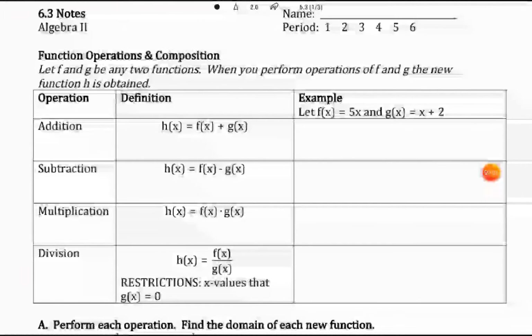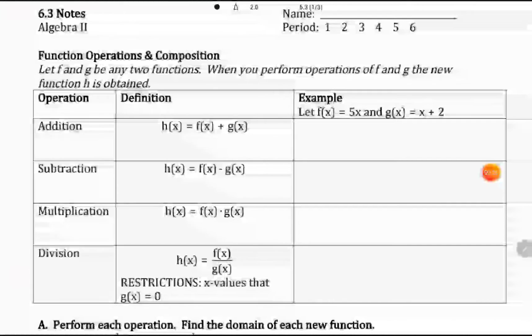Alright, here we go. This is Scholar Strife doing 6.3. What is this? Function composition. So this should be totally new for some people, but we'll always go back and review stuff that we do know how to do. So here we go.